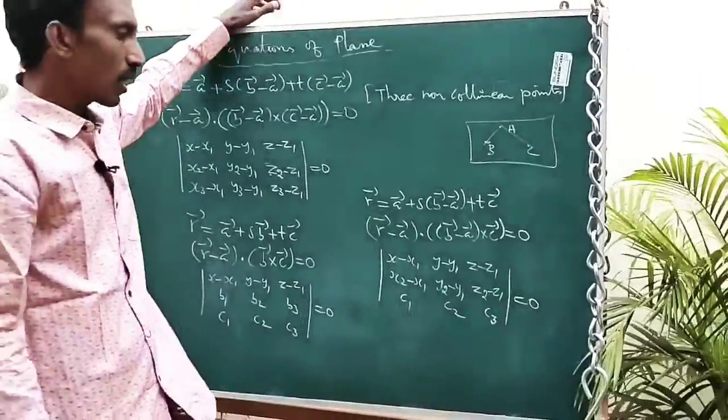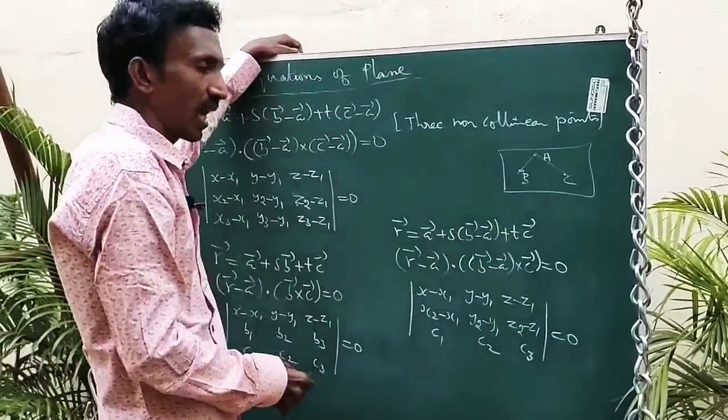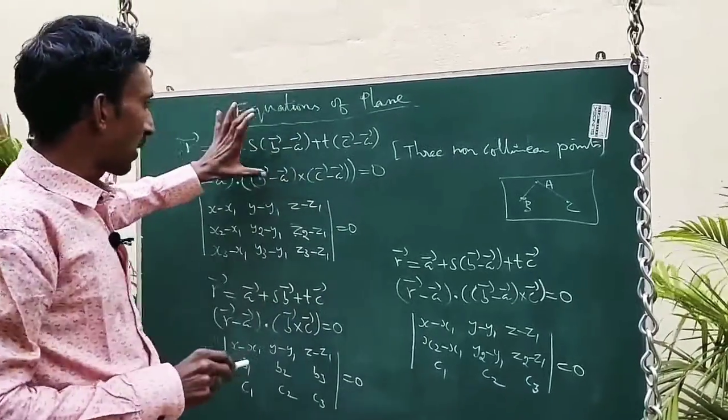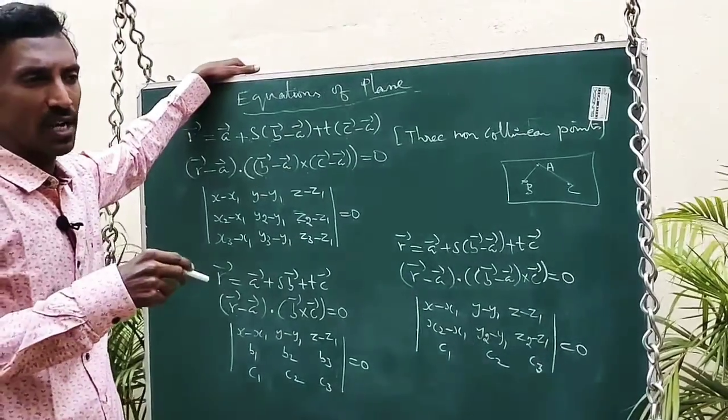Now the fifth type, passing through two given points and parallel to a vector. So the first type is normal and perpendicular distance from the origin given.